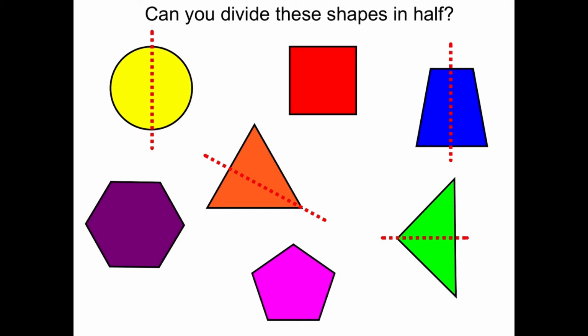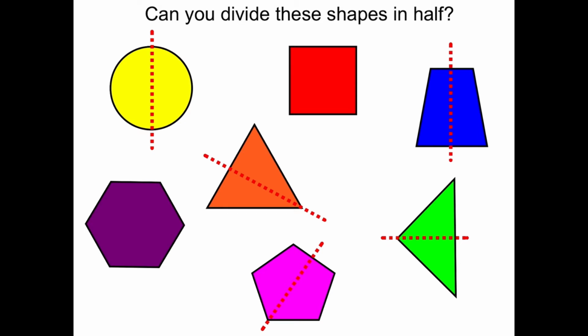Now this shape is a 1, 2, 3, 4, 5. That's a pentagon. So you could divide it in half down there. But you could also divide it that way. Or you could divide it that way. As long as the halves match, it doesn't matter.